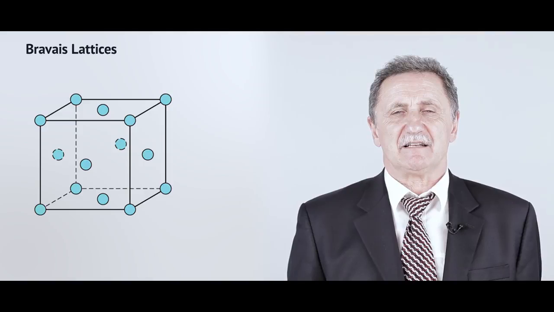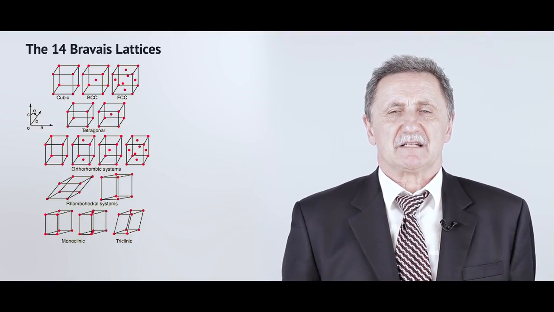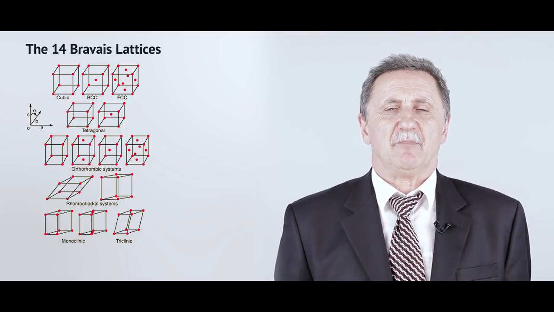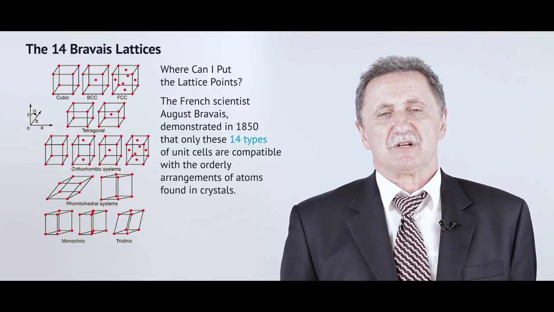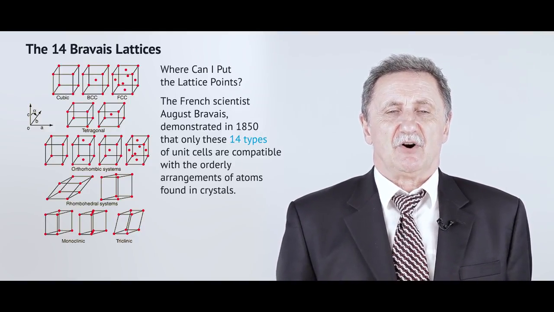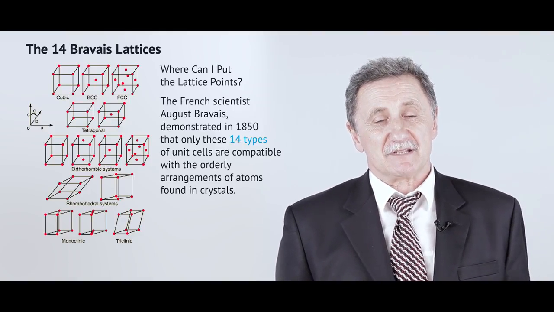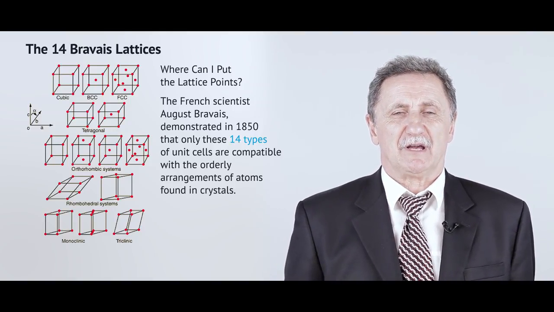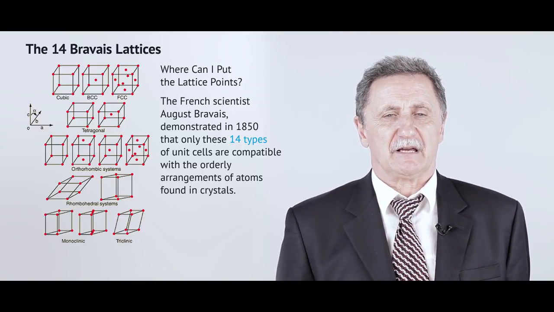Why Bravais lattice? Because the French scientist Auguste Bravais in 1850, based again on the analysis of different 3D structures, found out that only 14 types of unit cells are compatible with the orderly arrangement of atoms which could be found in crystals. All these 14 Bravais lattices are shown on this screen. However, we will go through them one by one so you can refresh your mind about what kind of Bravais lattice we are talking about.